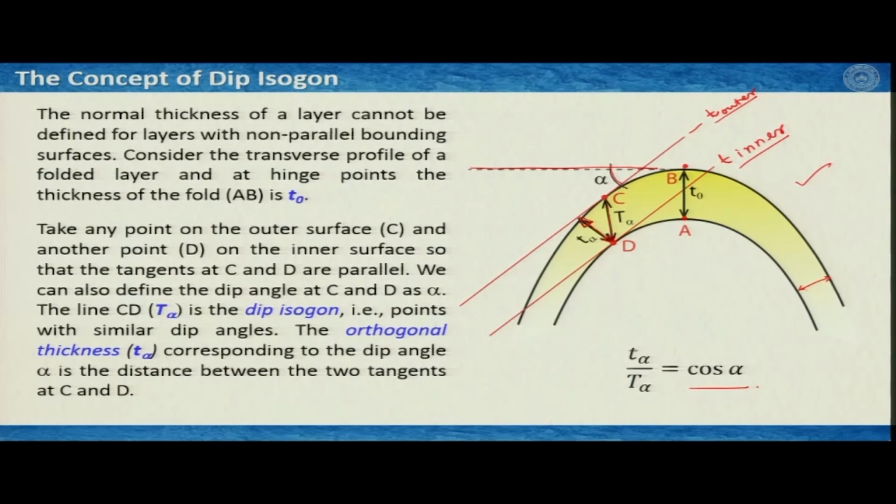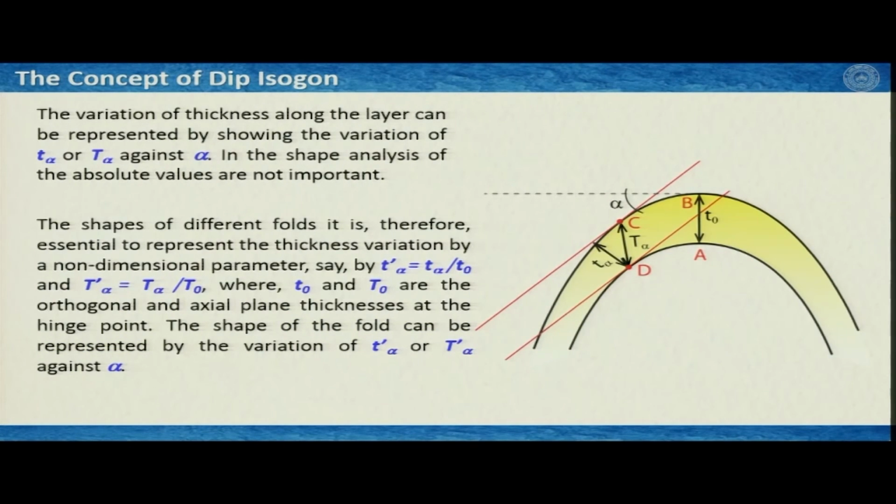Now, these are the concepts of dip isogon, or this is how it is constructed. It is possible that with the change of alpha we can check the variation of thickness along the layer, and this can be represented by showing the variation of small t alpha or capital T alpha against alpha.